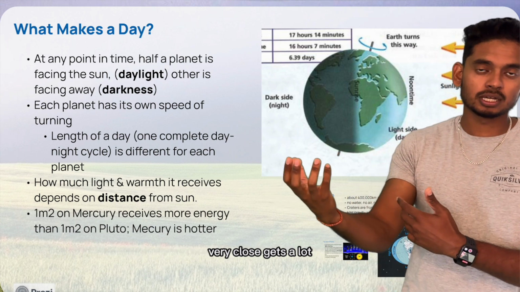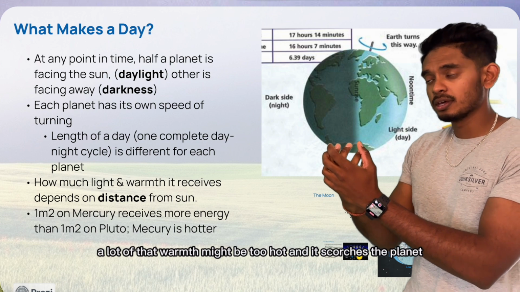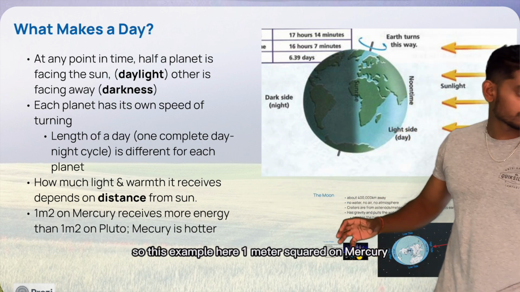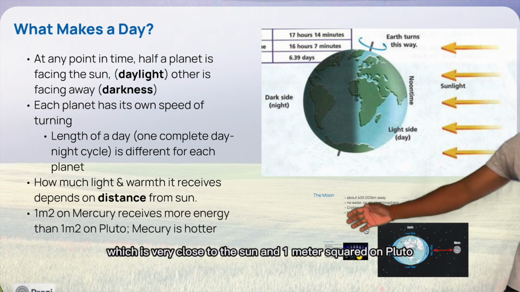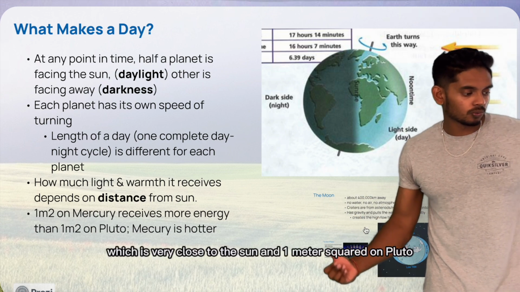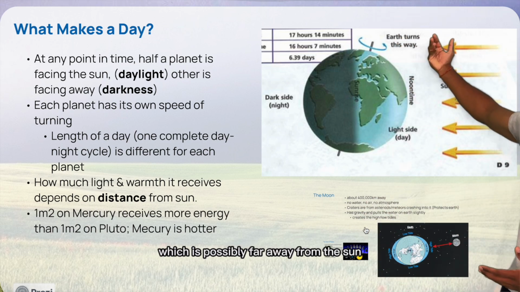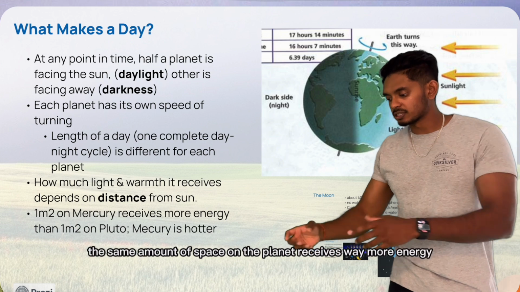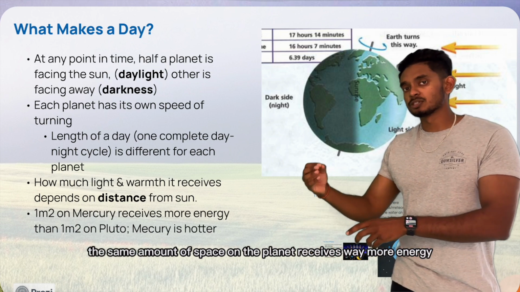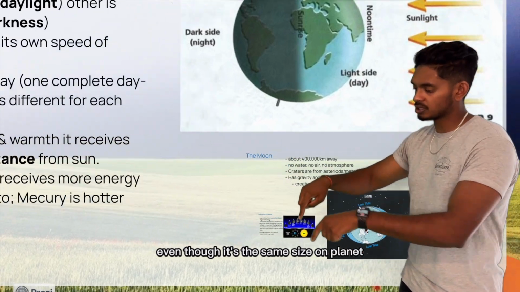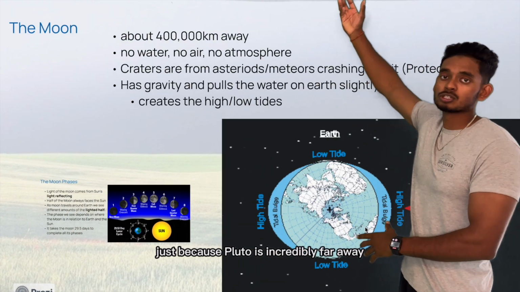If a planet is very close, it gets a lot of that warmth. It might be too hot and it scorches the planet. So in this example, 1 meter squared on Mercury, which is very close to the sun, and 1 meter squared on Pluto, which is impossibly far away from the sun. Mercury, 1 meter squared, the same amount of space on the planet, receives way more energy, way more heat, way more light than Pluto, even though it's the same size, just because Pluto is incredibly far away.